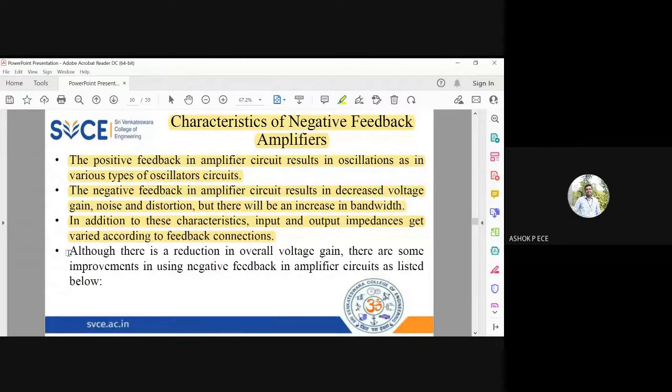Although there is a reduction in overall voltage gain, there are some improvements in using negative feedback in amplifier circuits, as listed below. So there are a lot of positive points related to negative feedback. Even though the only negative point is the reduction in voltage gain, you have a lot of positive points which override this negativity in the negative feedback amplifier. So the reduction in voltage gain is not going to be a very serious issue when you consider the lot of other benefits you are going to get when you apply negative feedback to your amplifier.